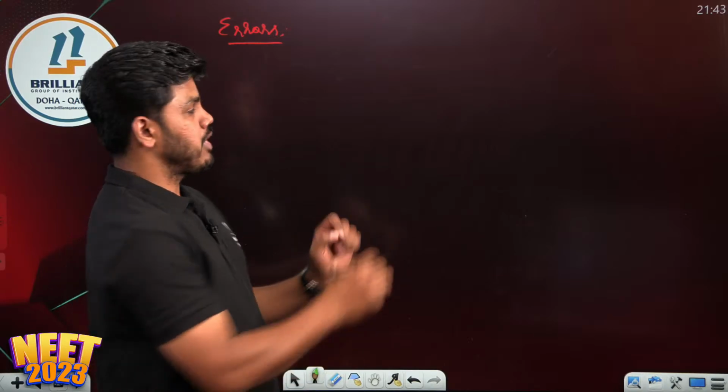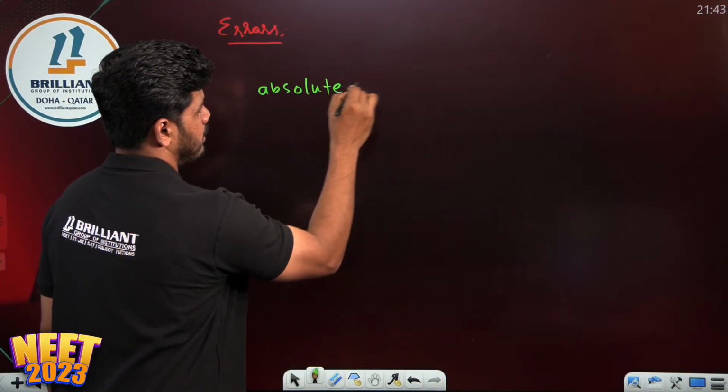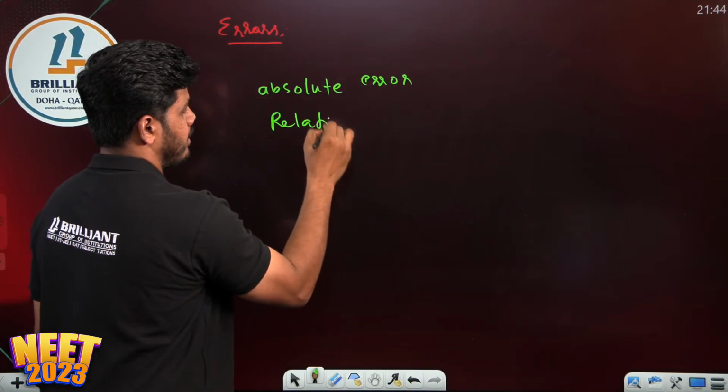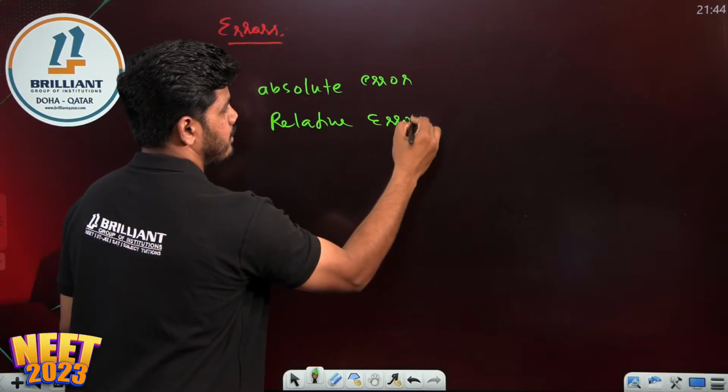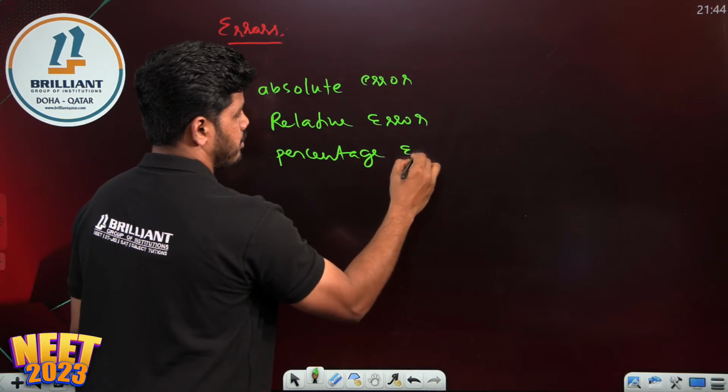Usually we measure absolute error in a measurement, then relative error, and percentage error. Okay, these are the 3 error types.